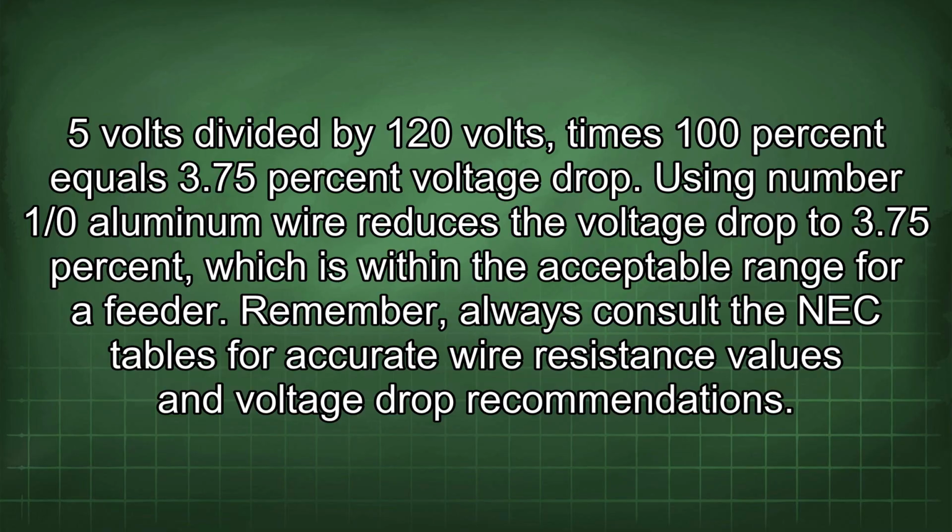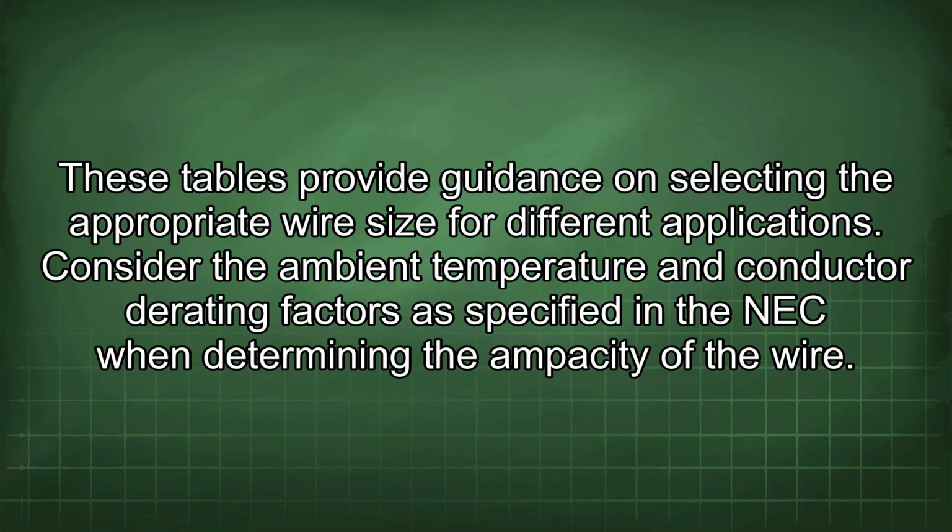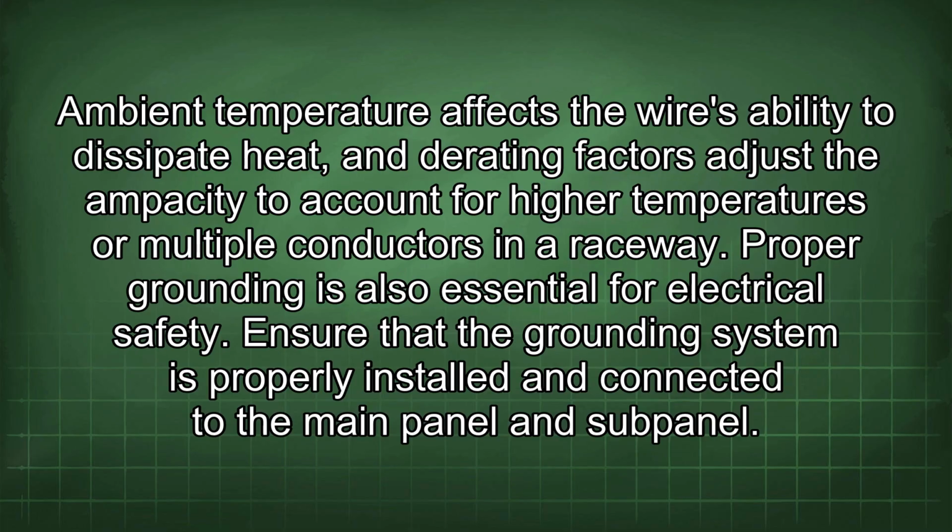Remember, always consult the NEC tables for accurate wire resistance values and voltage drop recommendations. These tables provide guidance on selecting the appropriate wire size for different applications. Consider the ambient temperature and conductor derating factors as specified in the NEC when determining the ampacity of the wire. Ambient temperature affects the wire's ability to dissipate heat, and derating factors adjust the ampacity to account for higher temperatures or multiple conductors in a raceway.